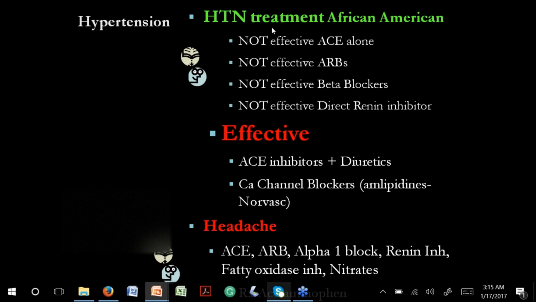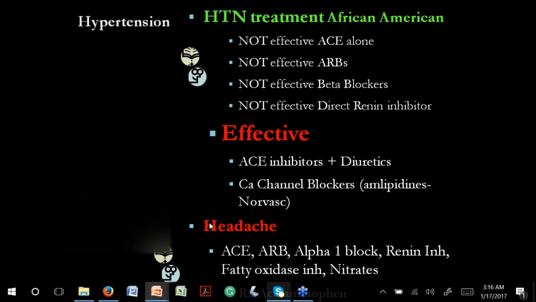So here we have the hypertension treatment in African Americans. ACE inhibitors are not effective, ARBs are not effective, beta blockers are not effective. So there we have our A's and B's, and the renin inhibitor is not effective in African Americans. ACE inhibitors are effective only if you add diuretics. Okay, and effective for African Americans are the calcium channel blockers.